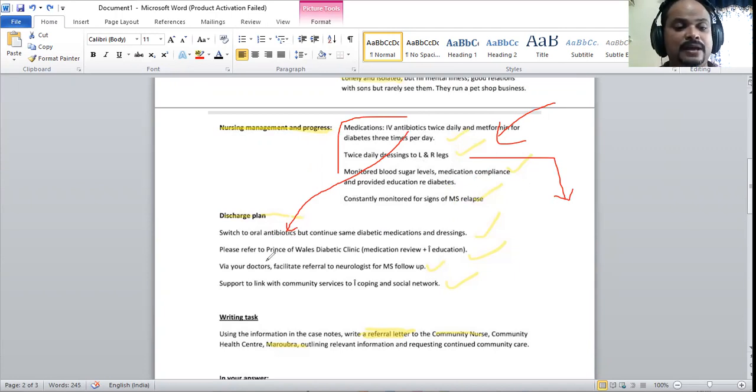In addition, you have to refer the patient to the diabetes clinic and make a referral to a neurologist, you can say.